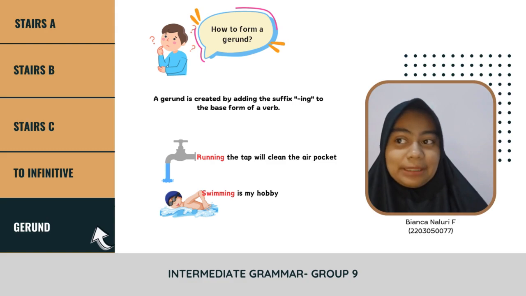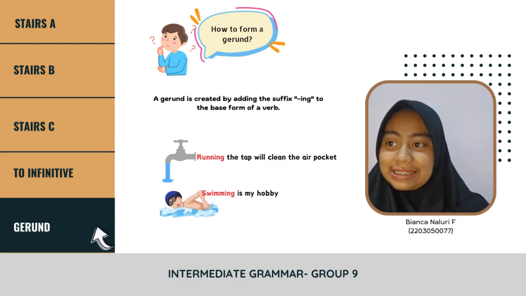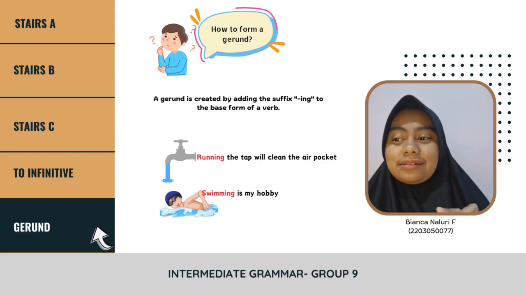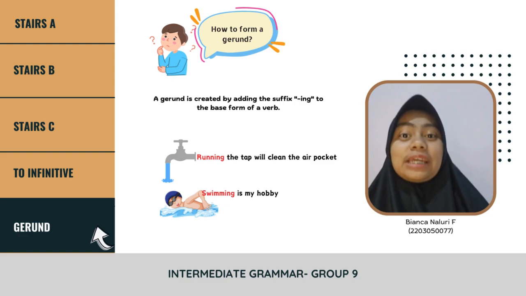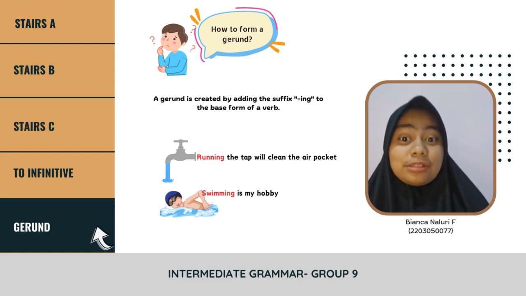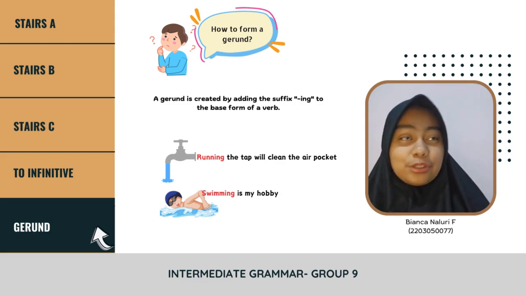Let's take a look at the example. The example is: running the tape will clear the air pocket. So running here is a subject, and a subject is a noun. So running here is a gerund, not a present participle like we usually know.